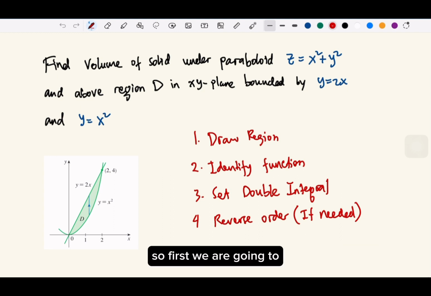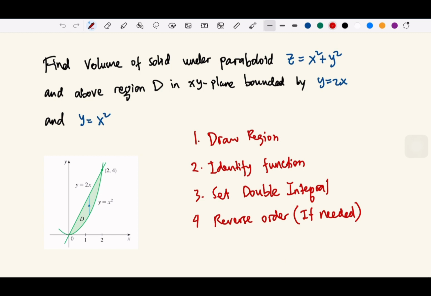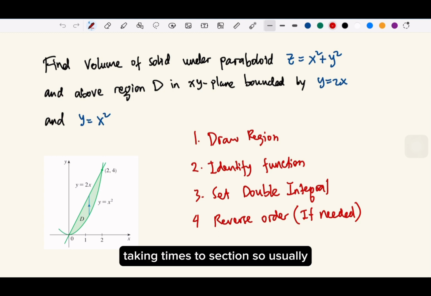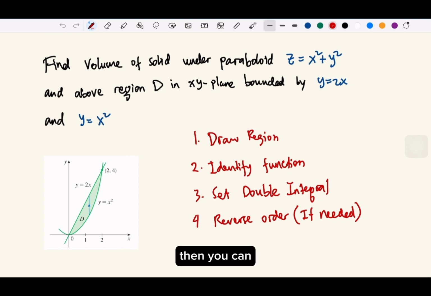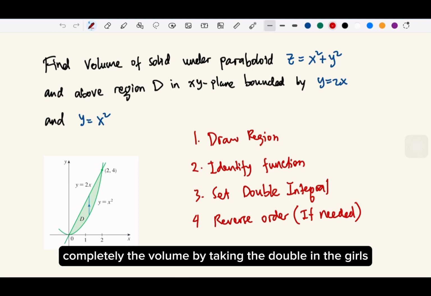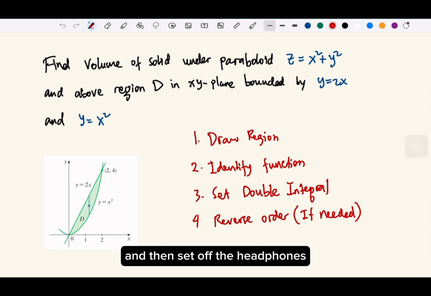So first, we are going to identify the functions on the base by taking time to sketch. Usually the question doesn't give you the picture, so you need to identify by yourself how the base area looks like. When you get the idea of this picture or the curve, after you sketch the curve, then you can start computing the volume by taking the double integrals and then set up the endpoints.